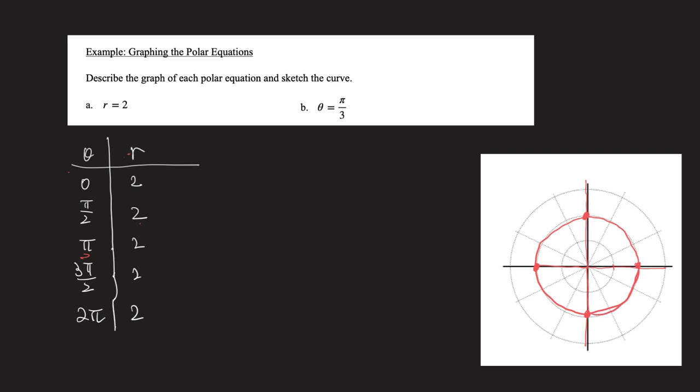How about the second one? Theta is always pi over 3, and r keeps changing, guys. I'm going to sketch pi over 3 right here. They don't restrict r, any r value is allowed. So this represents theta is pi over 3. r can be negative, that's the 180 rotation. This line is theta is pi over 3.